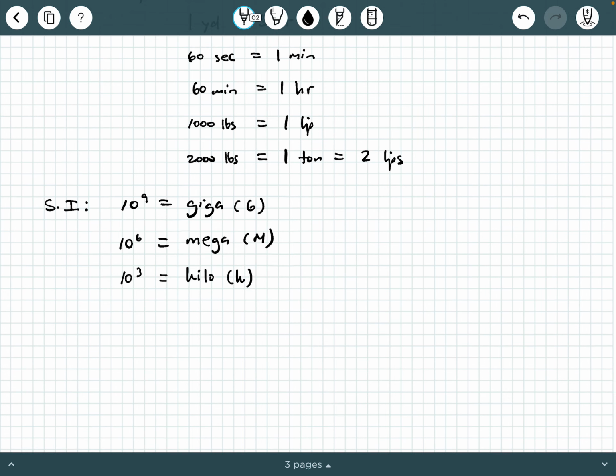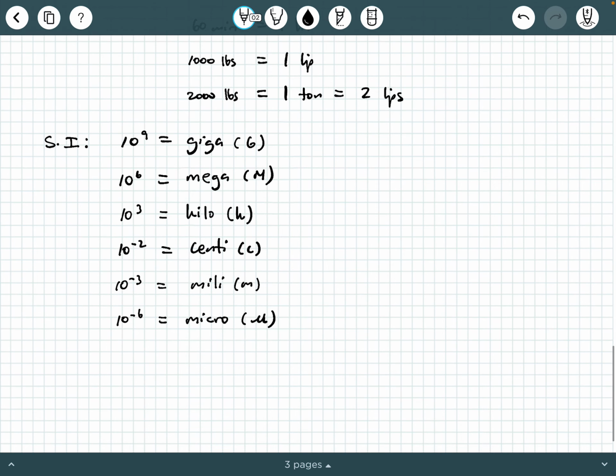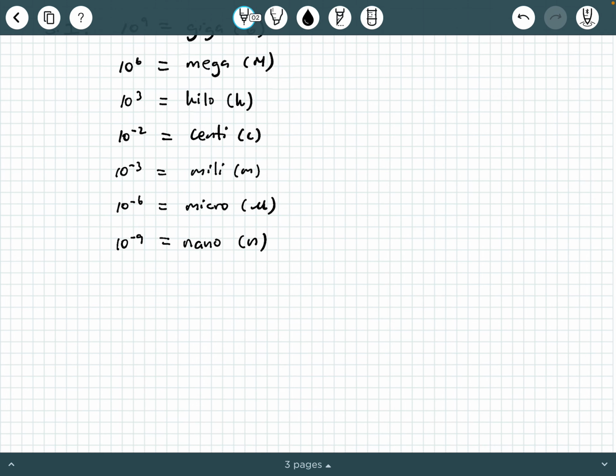If you have 10 to the negative 2 of something, that is a centi. We're used to seeing centimeters. If you have 10 to the negative 3 of something, that is a milli. We use a little m for that. If you have 10 to the minus 6 of something, that is a micro. We use the Greek letter mu for micro. And then if you have 10 to the minus 9 of something in SI units, we call that a nano, which we use a little n for. Okay, so this is some nice review, hopefully, for all of us.